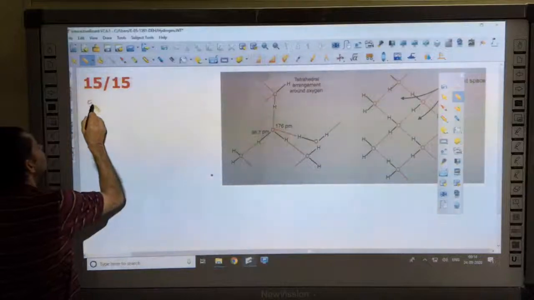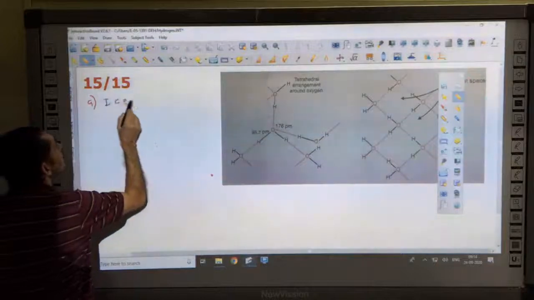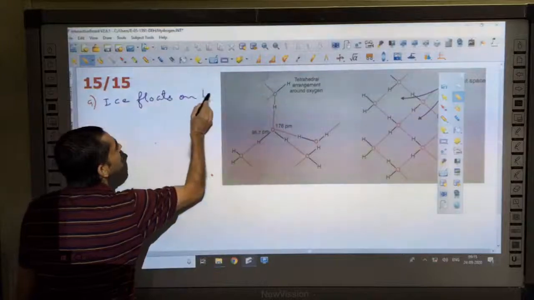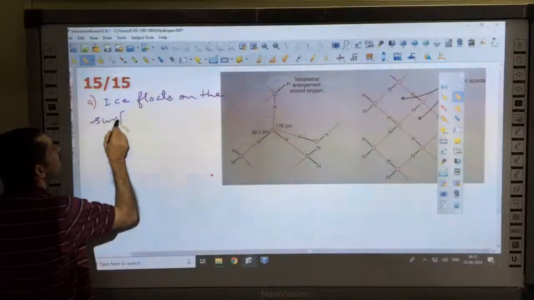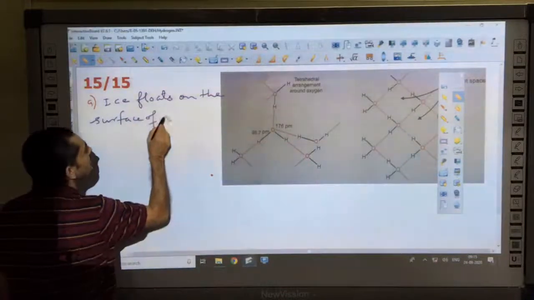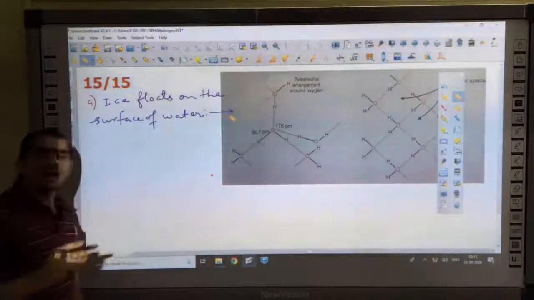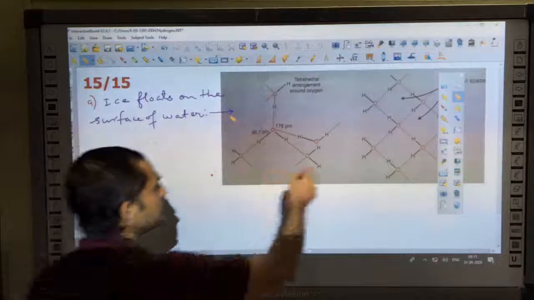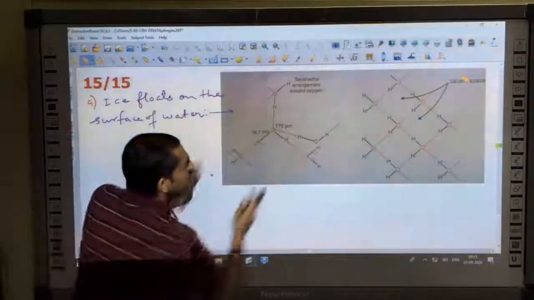A part of our section. Now this is very important, what I am teaching you. Ice floats on the surface of water. You have seen it. Why is ice floating on the surface of water? What is the reason behind it? Why is this happening? You see here, I am writing ice. Clear?